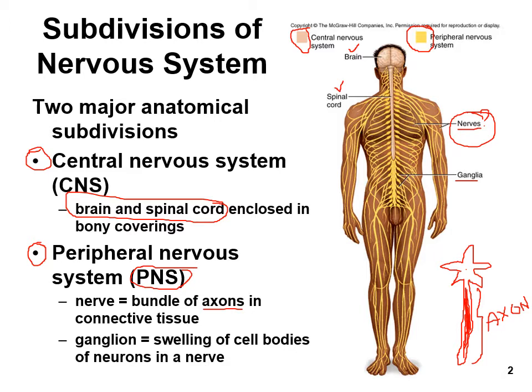You will also have ganglia. Ganglia are going to be these swellings. You can see them on the illustration. They're like these little yellow knobs. Those are going to be the cell bodies of the neurons that are in a nerve itself. So once again, here we have neurons that are outside of the brain, outside of the spinal cord, so they are going to be part of the peripheral nervous system.